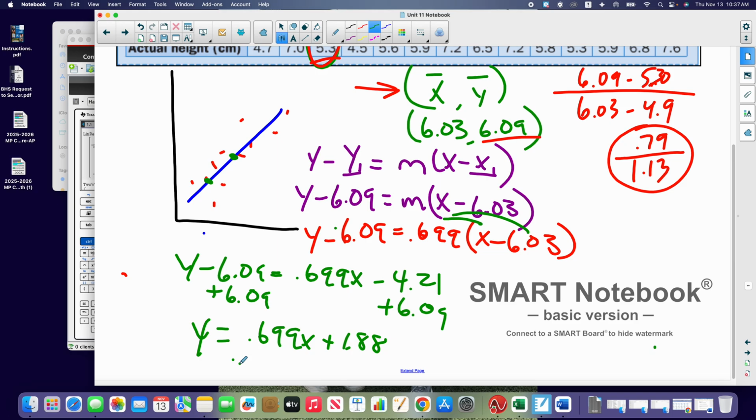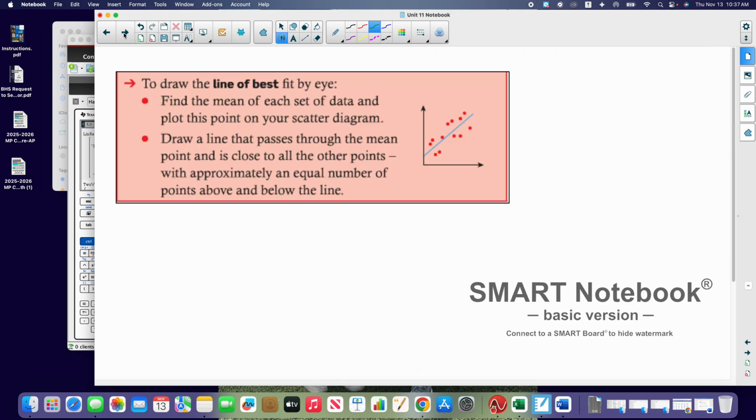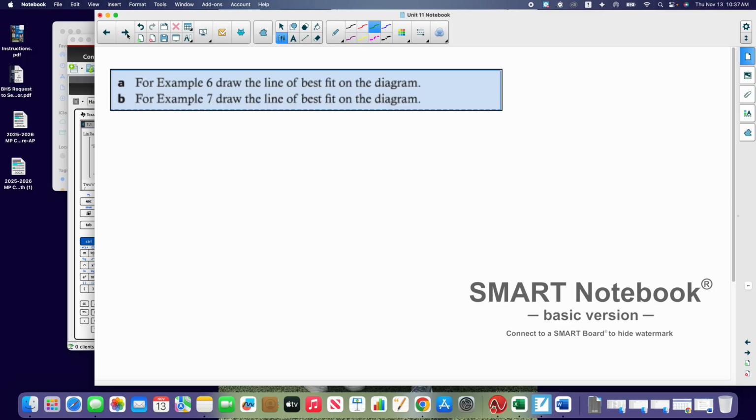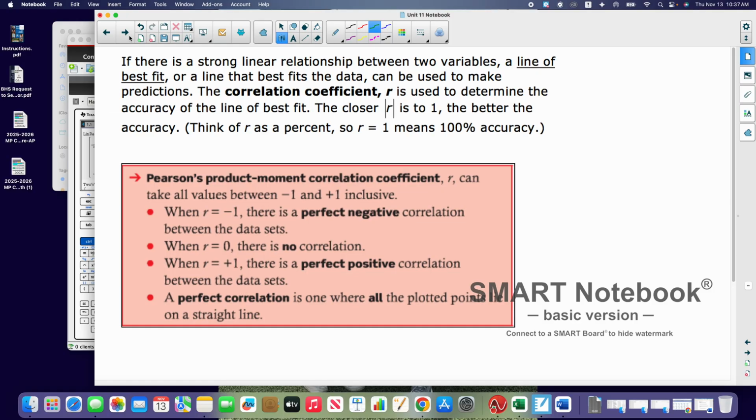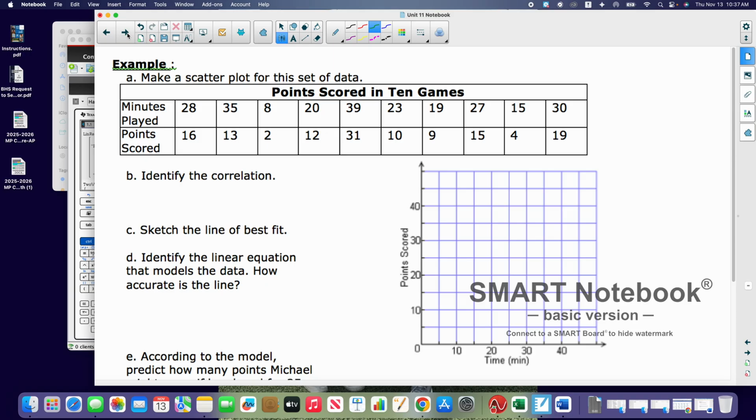All right. Now, let's try another one. So, we talked a little bit about this. We drew the line of best fit. We talked about the correlation coefficient. Now, -1 is really good, but it's a negative. It's perfect negative. Positive 1's perfect positive. And all the values in between. All right. The next one that I want to do with you is I want to do this problem right here. Okay?